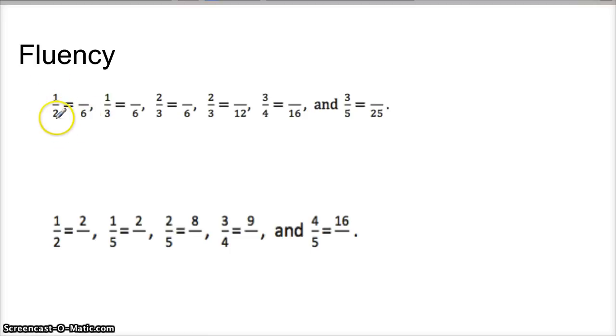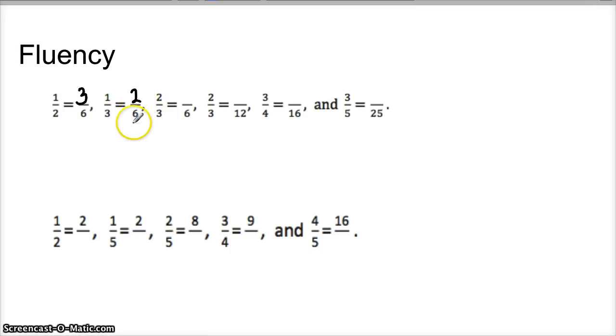So 1/2, for instance. How do I get from 2 to 6? And you're probably thinking you just multiply by 3. So you're going to do the exact same thing on the top. So 1 times 3 is 3. So look at the next one. How do I get from 3 to 6? Times 2. 1 times 2 is 2.